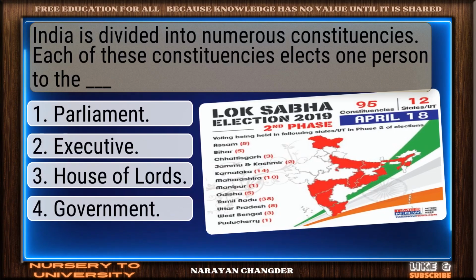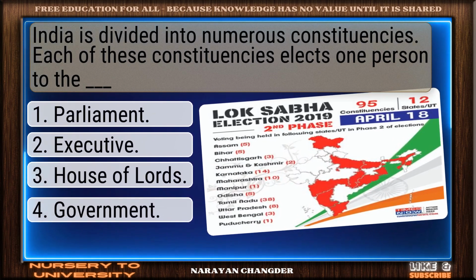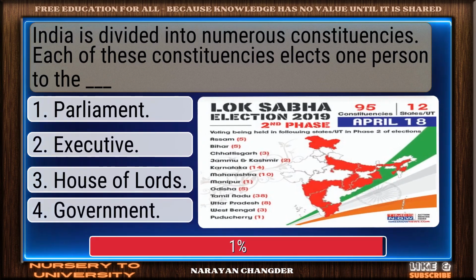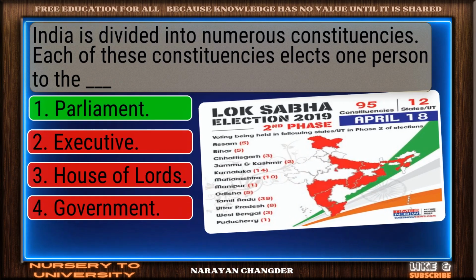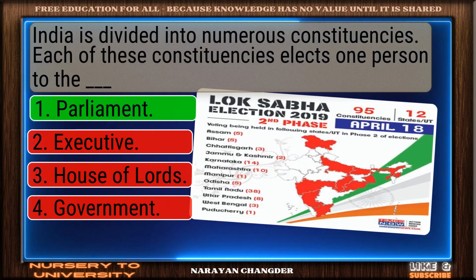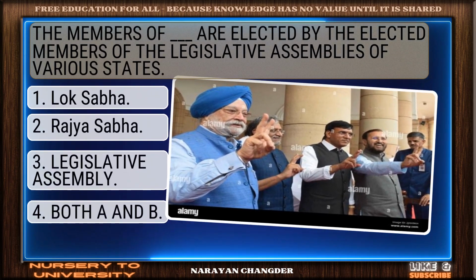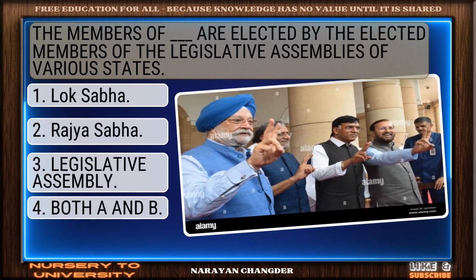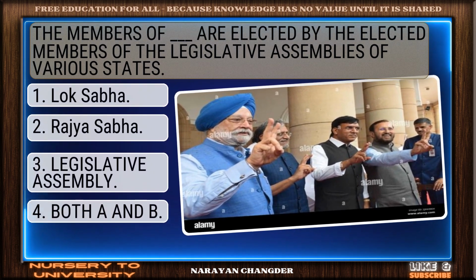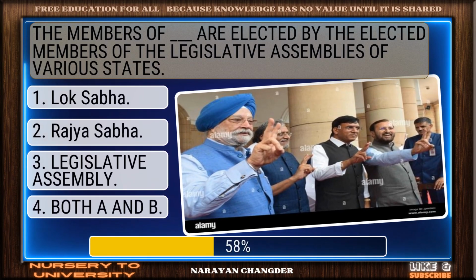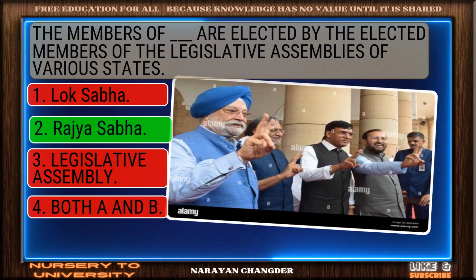Question number 20. India is divided into numerous constituencies. Each of these constituencies elects one person to the Parliament. Great job. Parliament is the accurate answer. Question number 21. The members of the Rajya Sabha are elected by the elected members of the legislative assemblies of various states. Smart move. Rajya Sabha is an accurate answer.